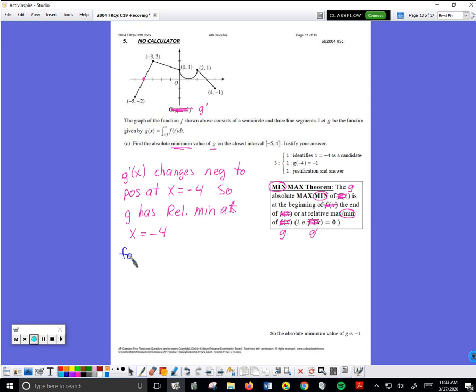For x equal negative 5, including that negative 5, all the way to x equal negative 4, G prime is negative, so G is decreasing. That means the graph of G is going down for these x coordinates. G is going down.